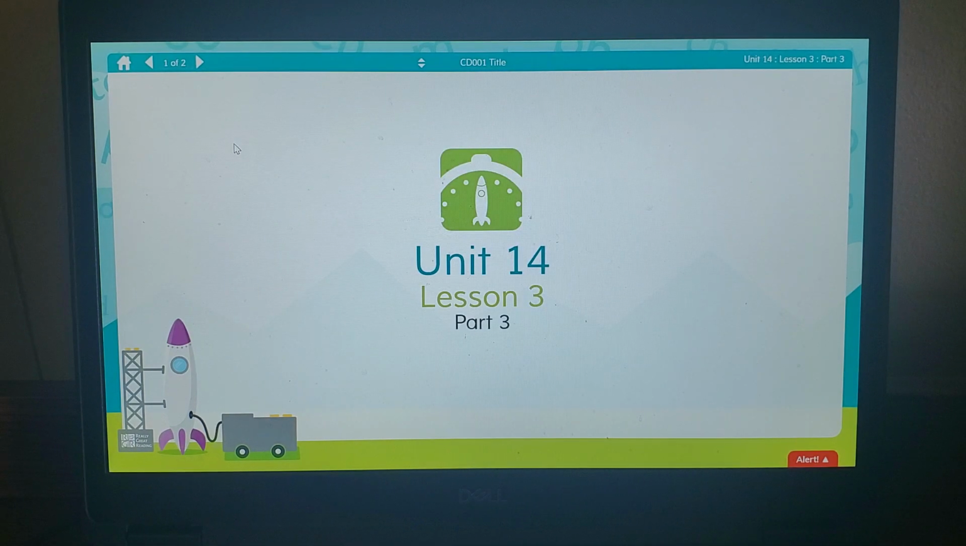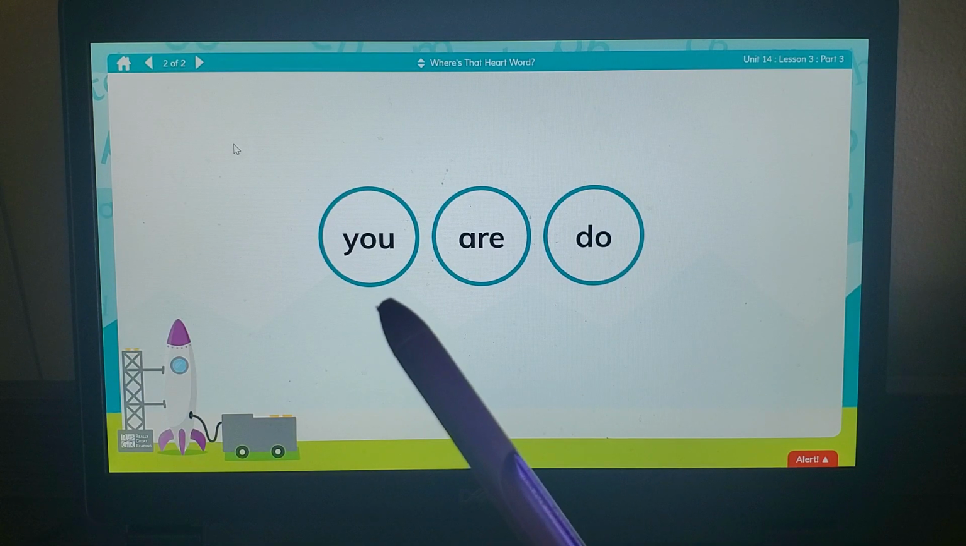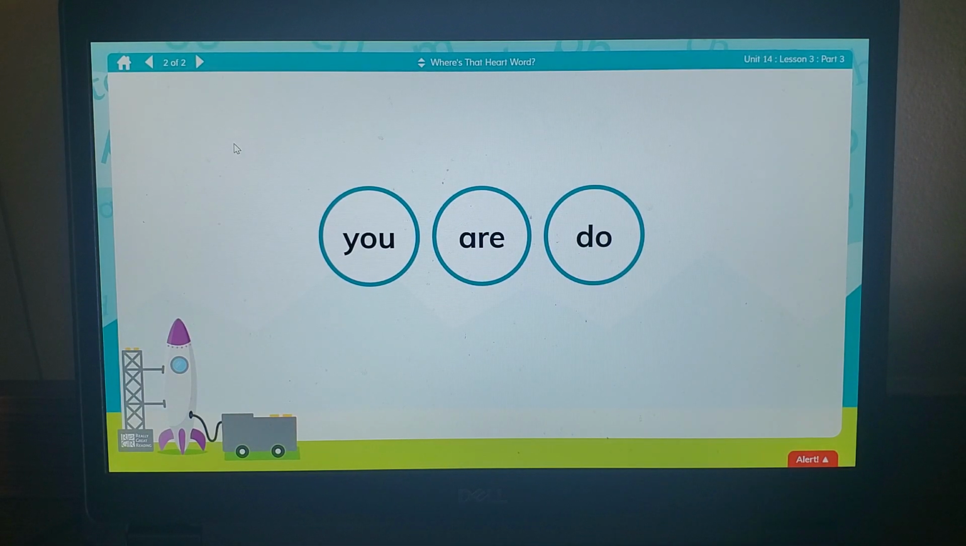Next, we're on Unit 14, Lesson 3, Part 3, and this is called Where's That Heart Word? So some words that the kids are familiar with that they'll hear are beginning, middle, end, first, next, last, before, and after. So let's read through these three words together, please. We have you, are, do. So families, you'll see three words, but there will be four questions. So each set of words that we have, one word will be used more than once.